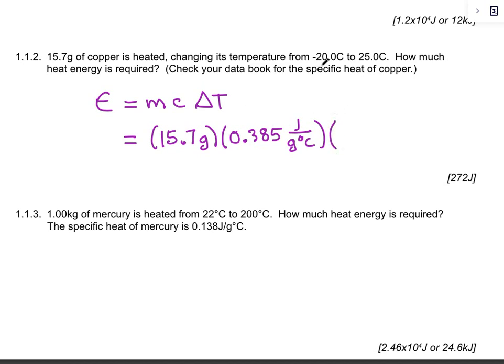What's the temperature change for this? We started at minus 20. We started with a freezing cold chunk of copper, and we heated it up to 25. The difference here is 45 degrees. If you do 25 minus negative 20, your delta is 45. And technically, because we're subtracting, 45.0 would be the right number. So, again, we times those together. 15.7 times 0.385 times 45.